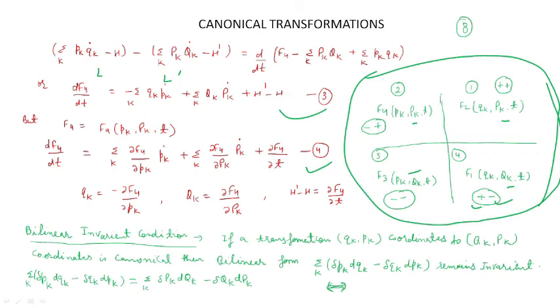Now the bilinear invariant condition. If a transformation from qk, pk coordinates to capital Qk, Pk coordinates is canonical, then its bilinear form, which can be written as sigma k of delta pk dqk minus delta qk dpk, will remain invariant. It means that in the old set of coordinates, it will be the same as in the new set of coordinates. Thank you.